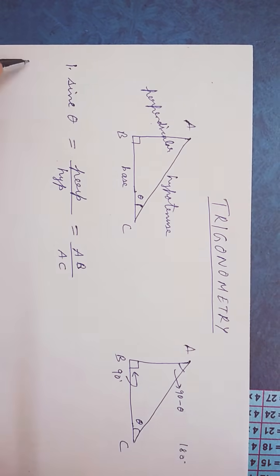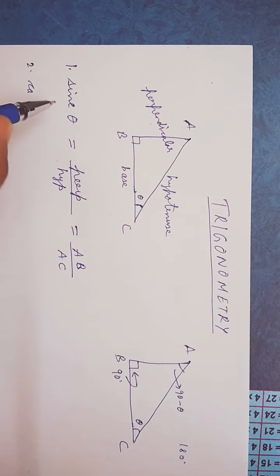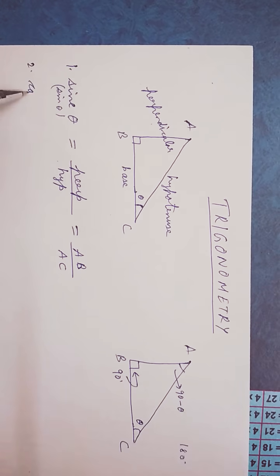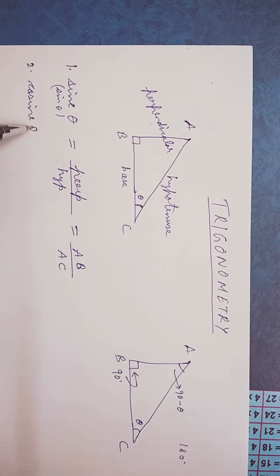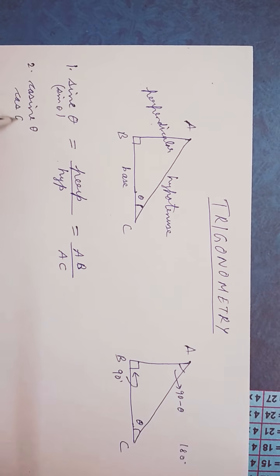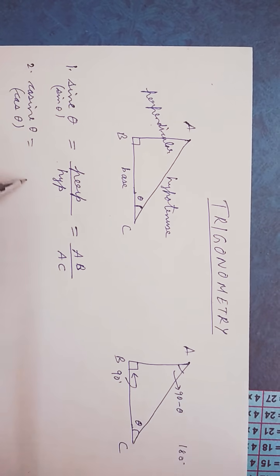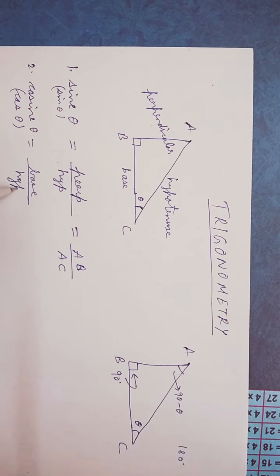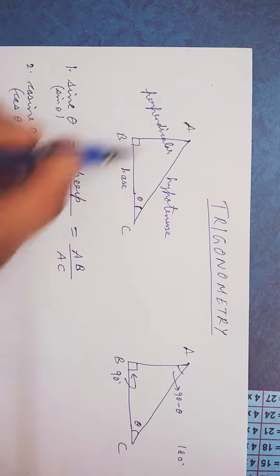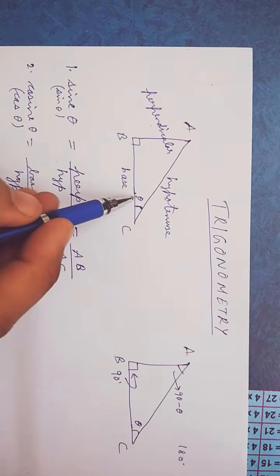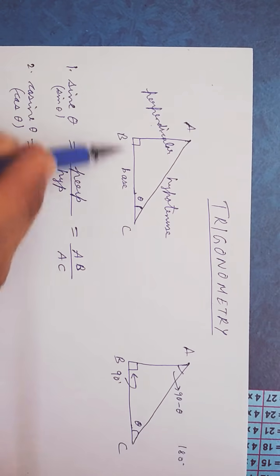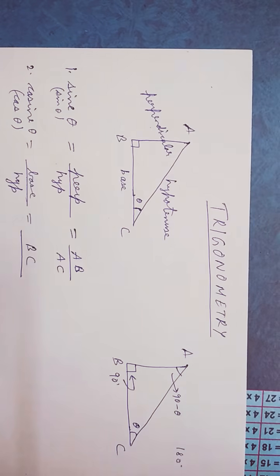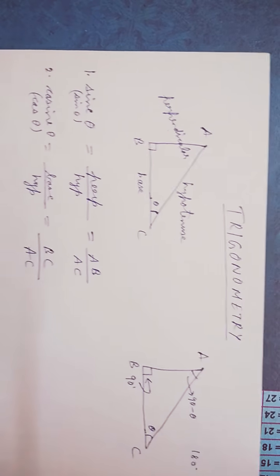Then the second function. This sine, in short, is called sin theta. This is cosine theta, in short cos theta. This is the ratio of base to the hypotenuse. Base with reference to theta angle, this is the base angle, and this side BC is the base. So base by hypotenuse will be BC by hypotenuse AC, BC by AC.